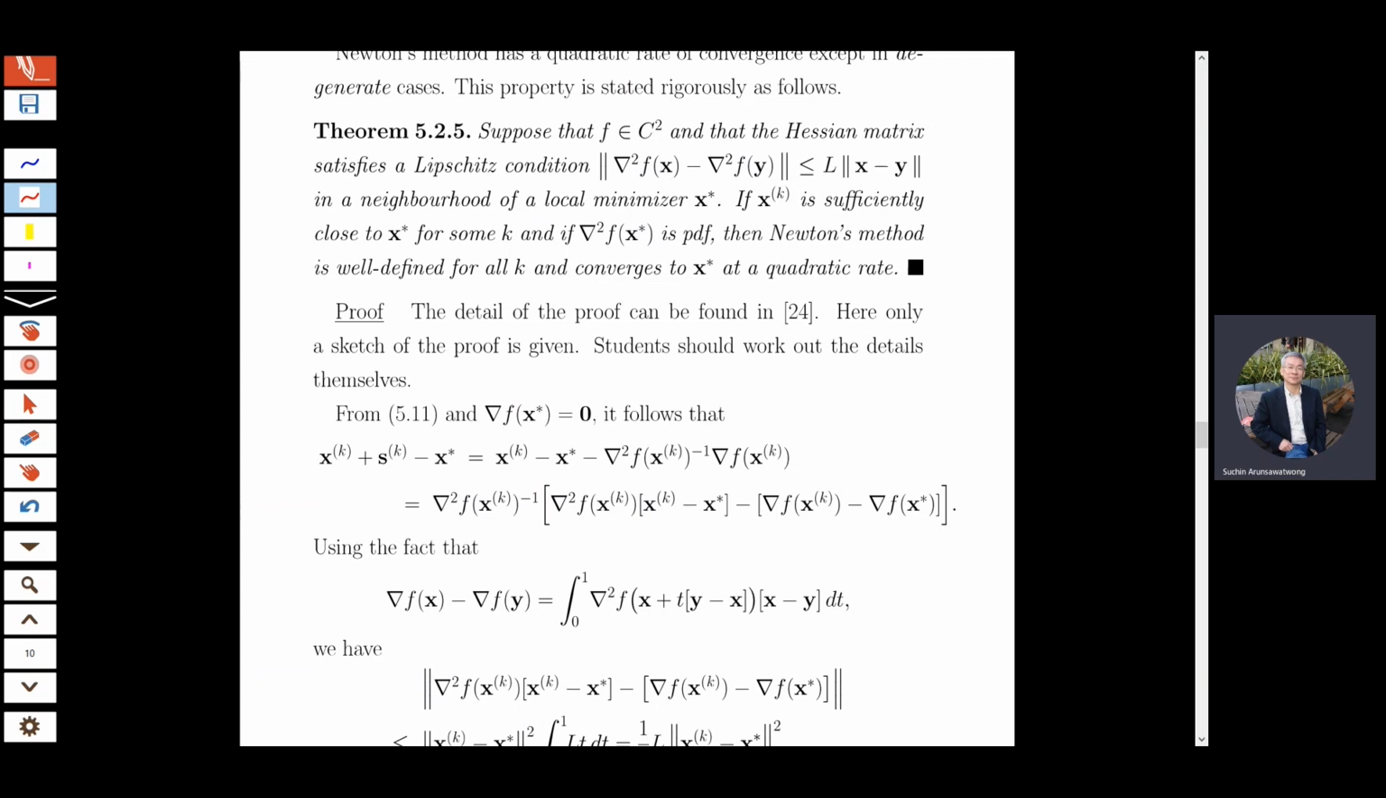But when we use the Lipschitz condition, we can avoid that, and in this case we can do that. So here we assume that the function f is twice continuously differentiable, and we also assume that the Hessian matrix satisfies a Lipschitz condition, which is stated as: the norm of the Hessian matrix at the point x minus the Hessian matrix at the point y is bounded by a constant L multiplied with the norm of x minus y, where L is a positive constant.